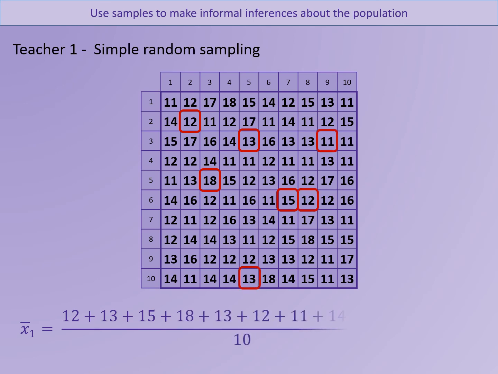So this is very random. And when we take those 10 ages and find the mean of those 10 ages, it gives us a sample mean of 13.7 years. So that's teacher 1.